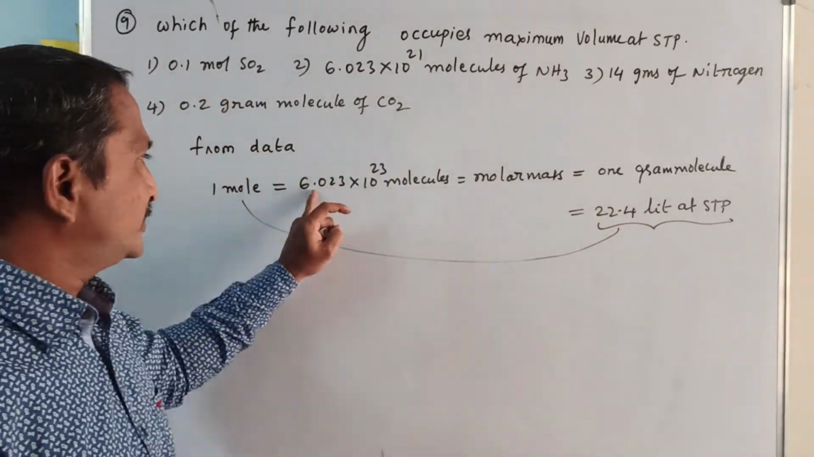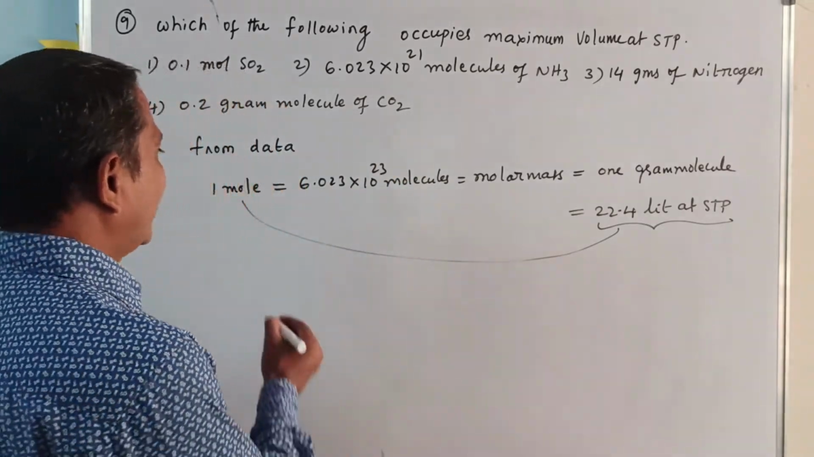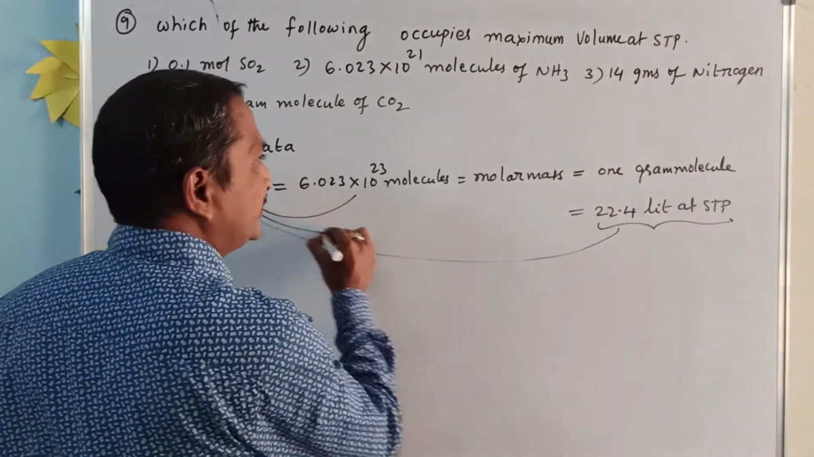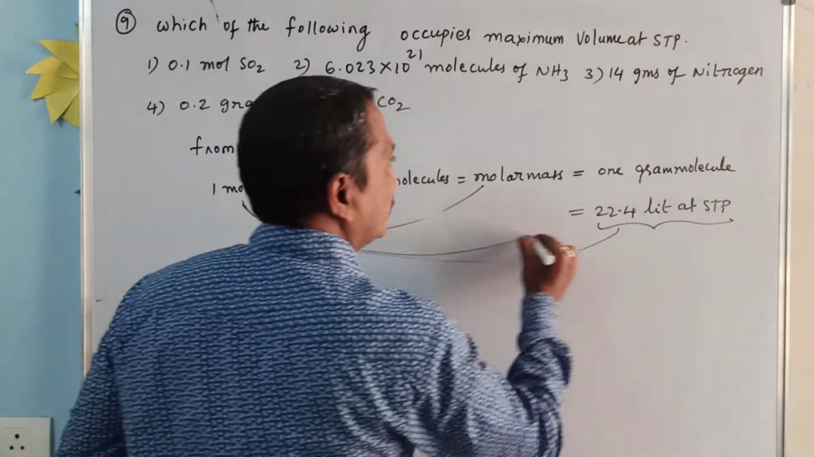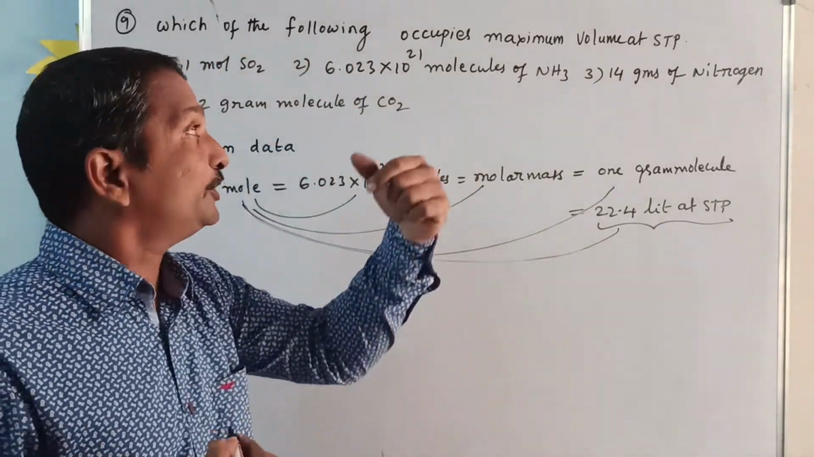1 mole is equal to 6.023 × 10^23 molecules. 1 mole is equal to molar mass. 1 mole is equal to 1 gram molecule. Clear? That's why all of these should be converted into moles.